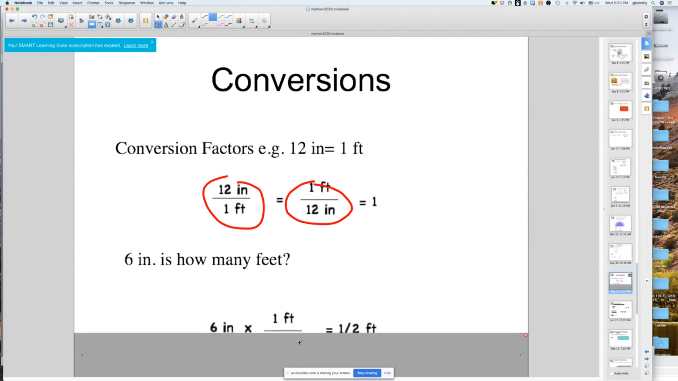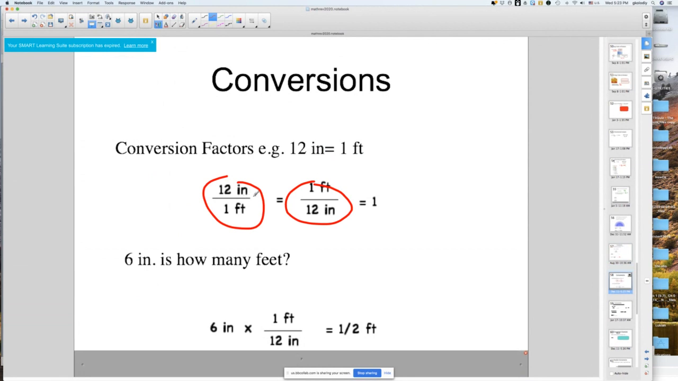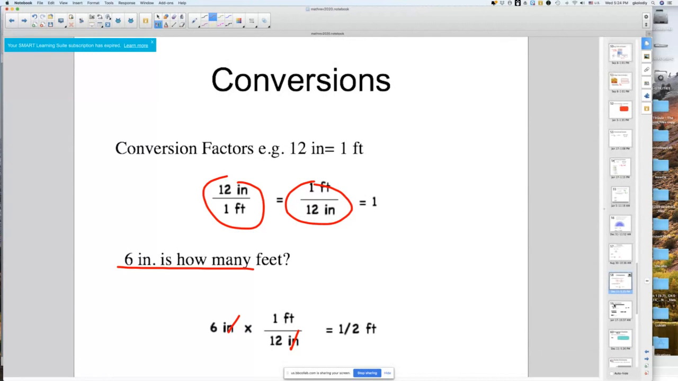So you take 6 inches and multiply by either this or this, such that the units you don't want, inches, are going to be on the bottom, so they will cancel off. And you will get 6 times 1 divided by 12, which is 1/2 a foot. So 6 inches is half a foot, as we knew before.